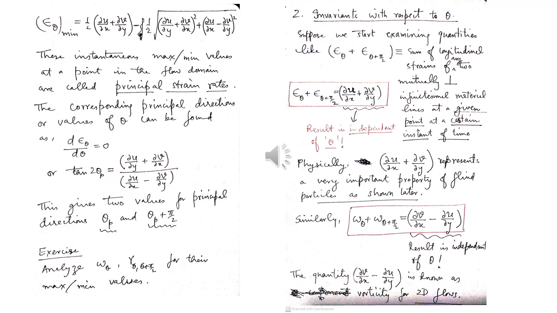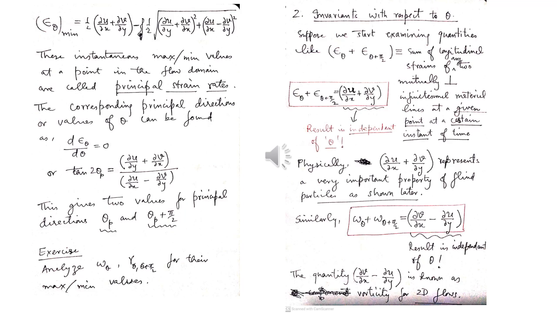So if you choose any mutually perpendicular infinitesimal material line pair at a certain point and a certain instant of time, then their longitudinal instantaneous strains will add up to be the same value. So this is something very interesting. This is what we call an invariant quantity with respect to theta. Later on we will show that this quantity del u del x plus del v del y represents a very important property of fluid particles, which you will see in the next lecture.